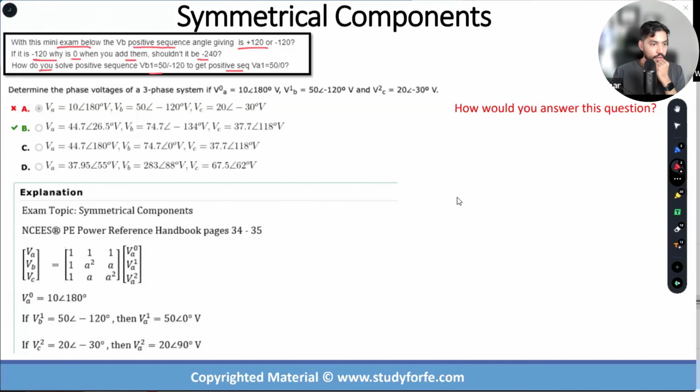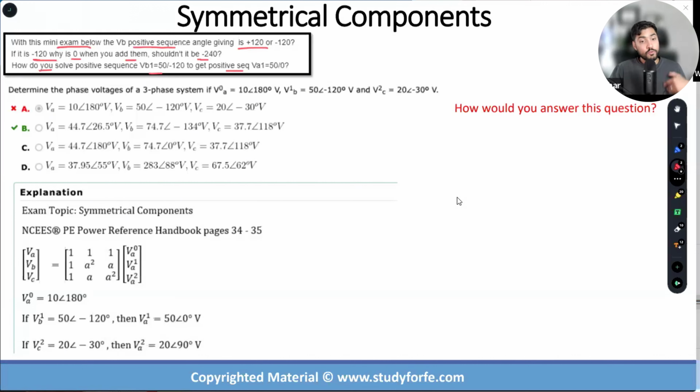Unbalanced system. Now, this neat and tidy arrangement of 120-degree phase shifts between phases and the line-to-line voltages holds true for what? The 120 neat and tidy phase shift is for a balanced system, correct? Now you look at this question, when the student is saying the VB positive sequence angle given is plus 120 or minus 120. If it is minus 120, why is it 0? Can you now dissect the gap in understanding?